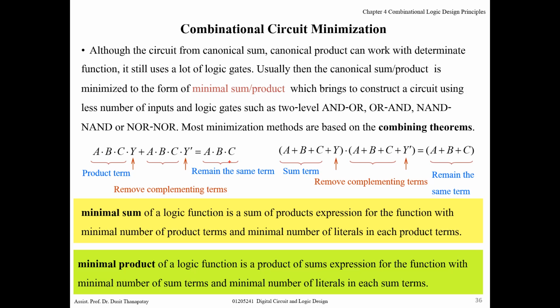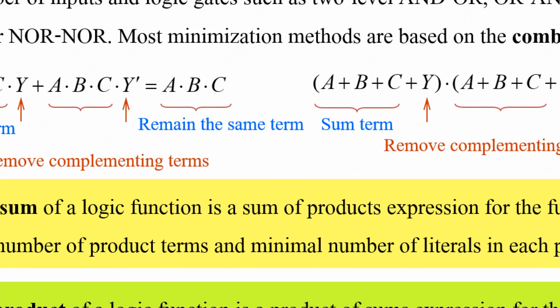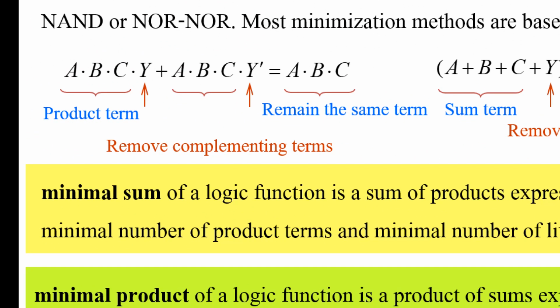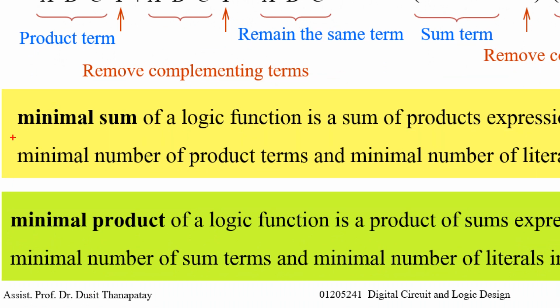At first, the objective, or the result of minimization with this technique, is that you get a minimal sum, or minimal sum of products. That means your result will be in the form of a sum of product terms: a sum of many terms, and each term is in product form.